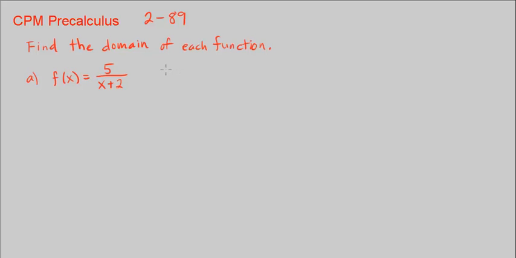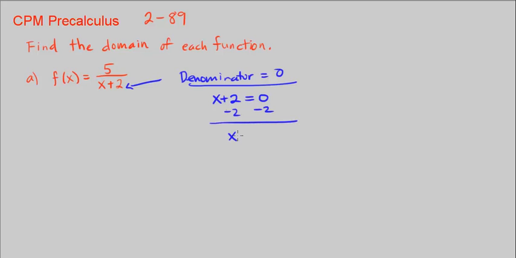Okay, so no imaginary, but will the denominator ever equal 0? Well, we know x plus 2 is the denominator, and that equals 0 when? So let's solve for x. Subtract 2 from both sides. We get x is equal to -2. So we know this function is undefined when x equals -2.